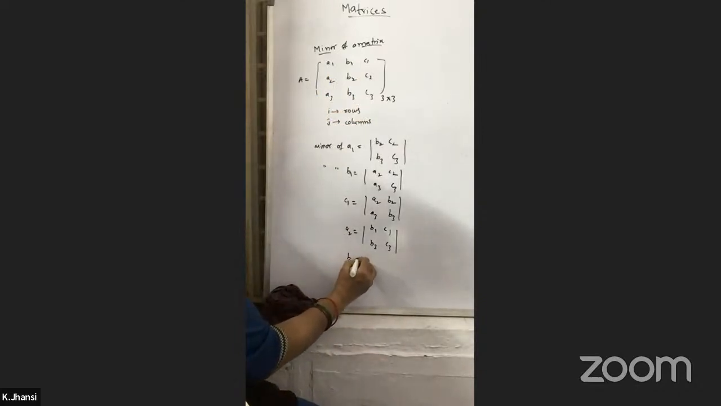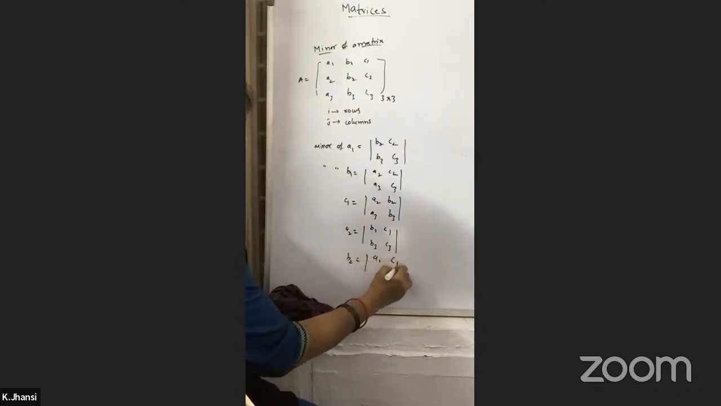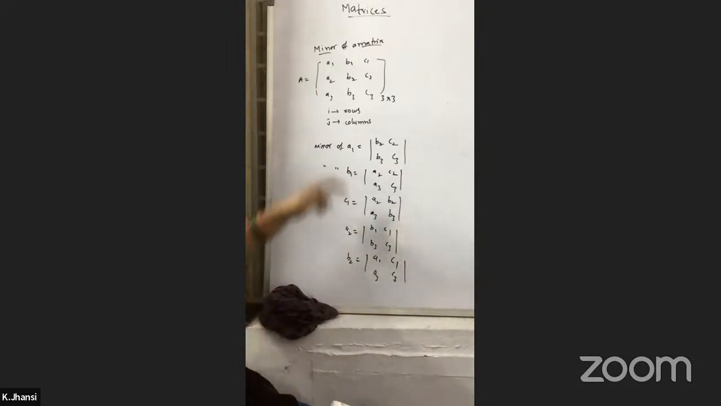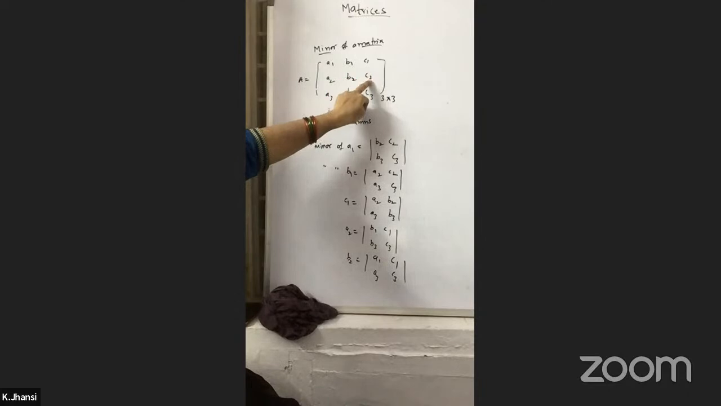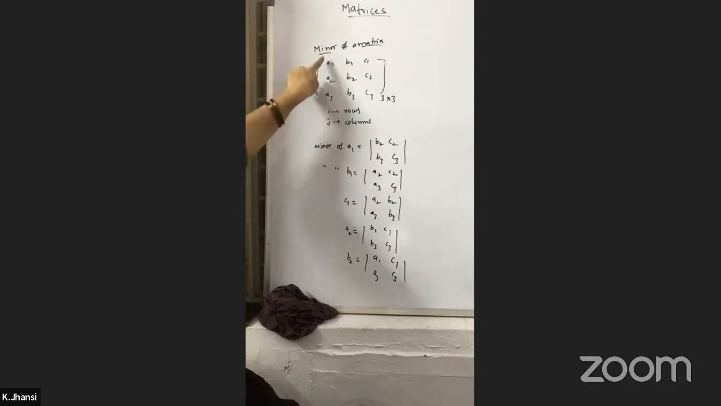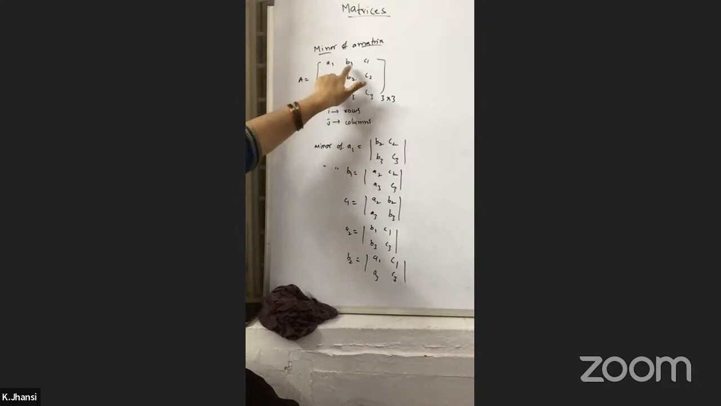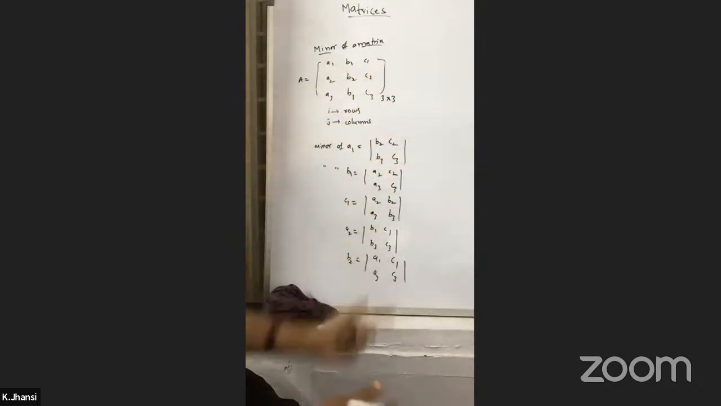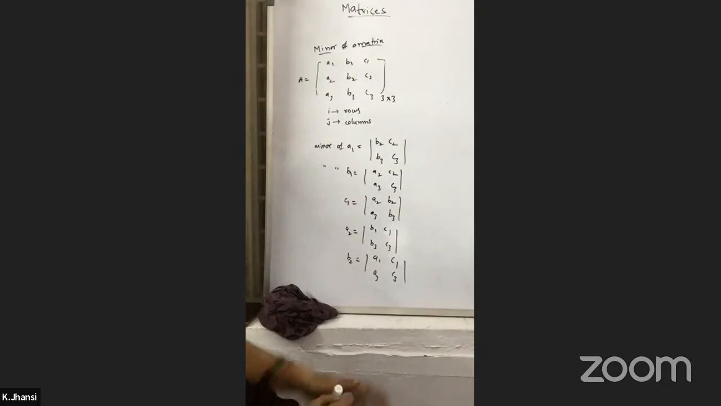If B2, A1, C1, A3, C3. Okay. So like this, it will take even C2, this row, this column, then A1, B1, A3, B3. And if you take this third row, if you take out this element, this column and this row, B1, C1, B2, C2. Like this, for 9 elements, we can find the 9 minors.